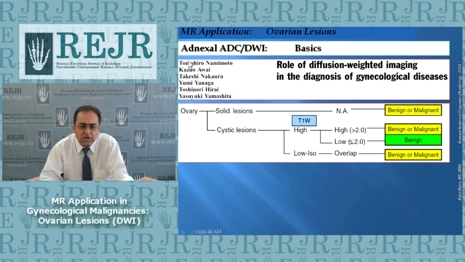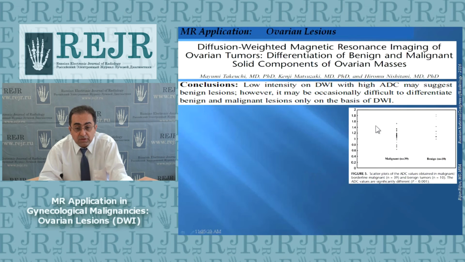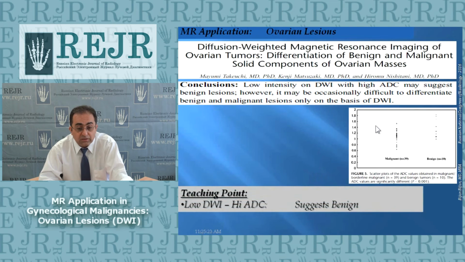I want to quote this Japanese article that talked about DWI in diagnosis of gynecological disease, and this is a very nice algorithm that they proposed. And this is how they looked at it. First, they start by looking at the T1 fat suppression and T2 images before they jump into the DWI.